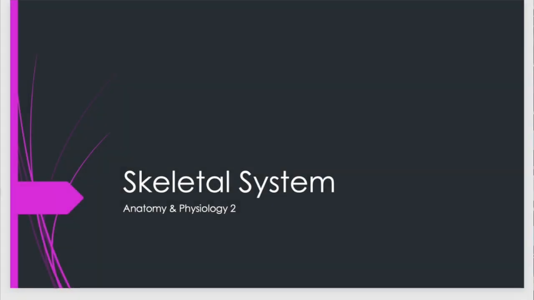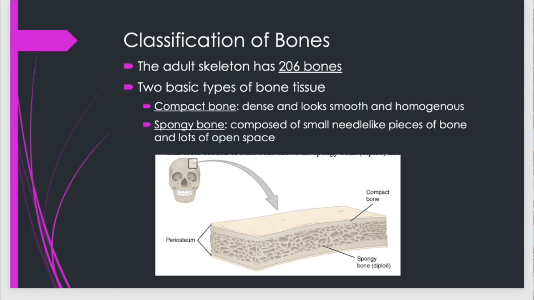We'll be finishing up the introduction of the skeletal system today, and we're going to start by looking at the classification of bones. An adult human skeleton has 206 bones, and we will wind up learning most of them. There are two basic types of bone tissue: compact bone and spongy bone.